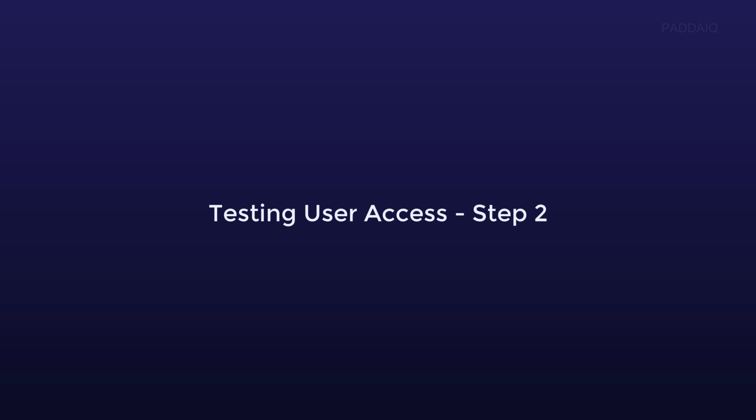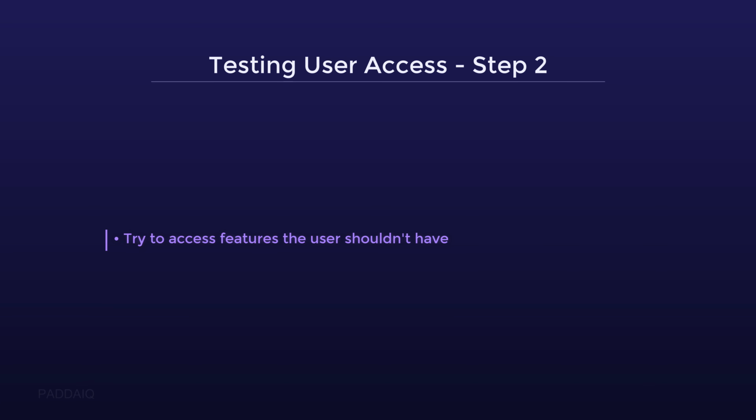Testing user access, Step 2. Try to access features the user should not have. This means actively testing whether a user can perform actions or view data outside their assigned permissions. For example, a regular employee tries to approve a purchase order, which only managers should do. This confirms the security setup is working correctly and prevents unauthorized access.